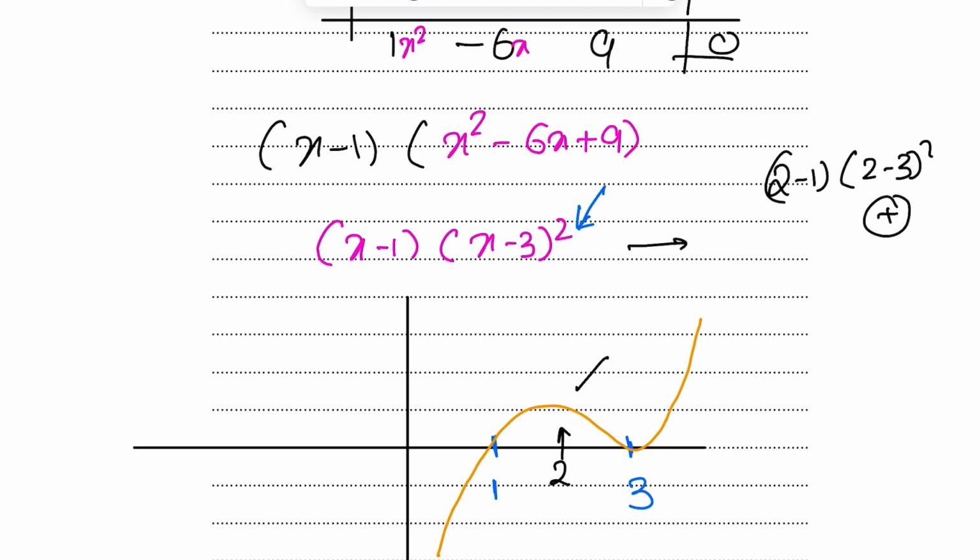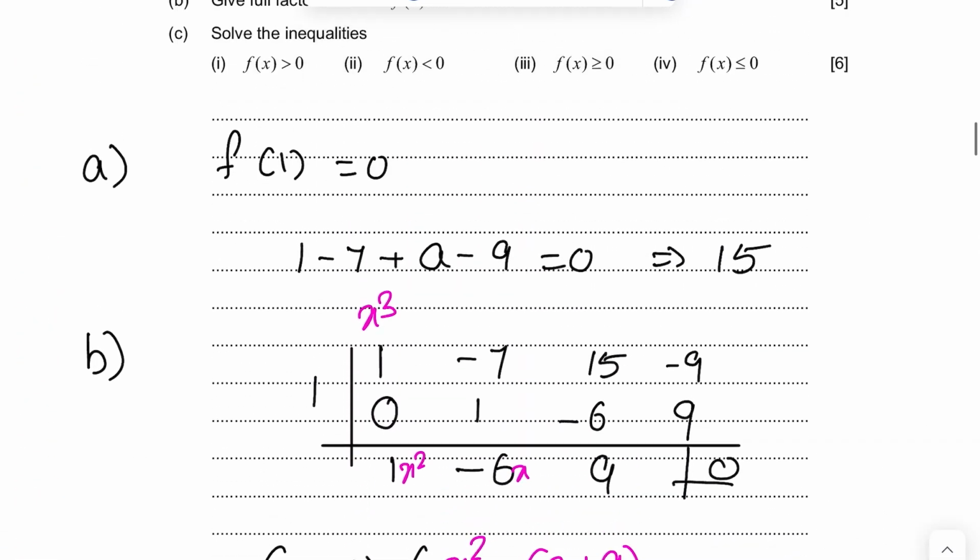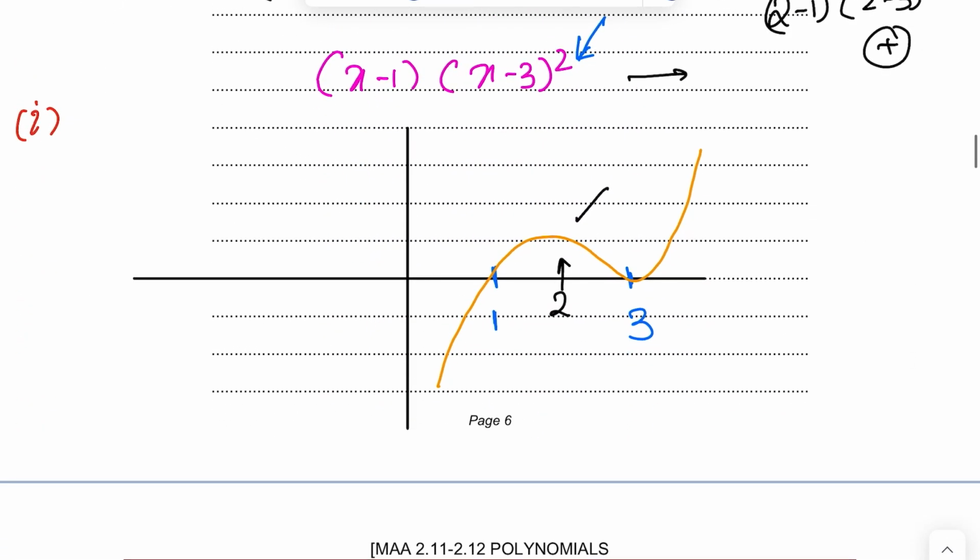Now what is he asking? Solving the inequalities. What are the inequalities? First one. So let me start writing over here. For the first part, f of x is greater than 0. When it is positive, between 1 to 3 and greater than 3. So x lies between 1 to 3 or x greater than 3.